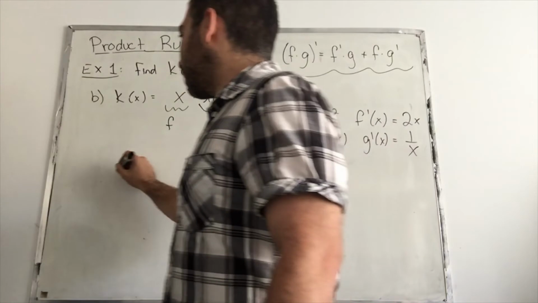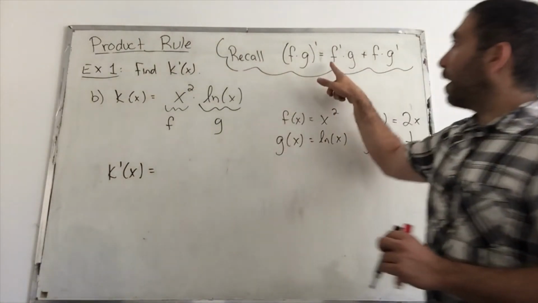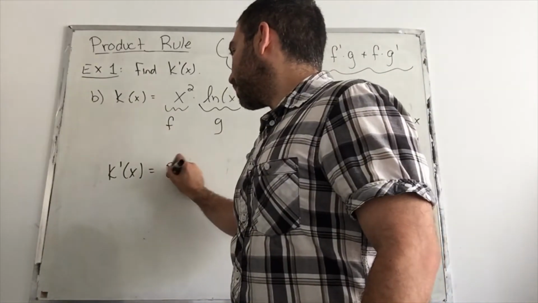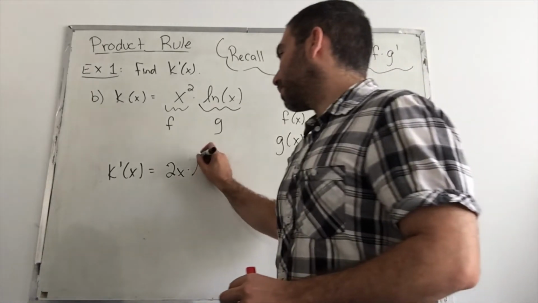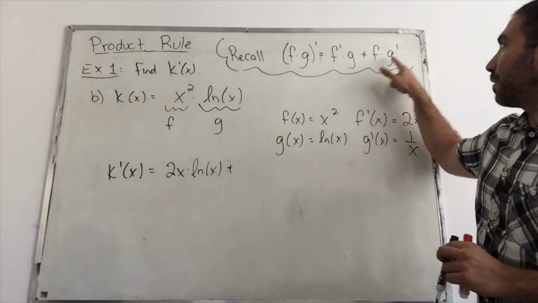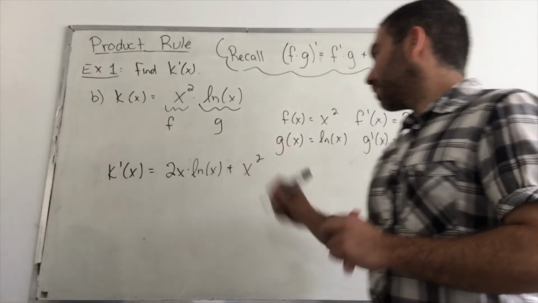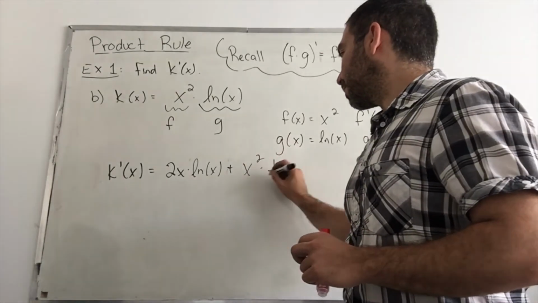So this means that k prime of x is equal to f prime times g. So you have f prime here, which is 2x, times your g of x, which is just ln of x, plus f times g prime of x. So f up here is x squared, and your g prime is 1 over x.